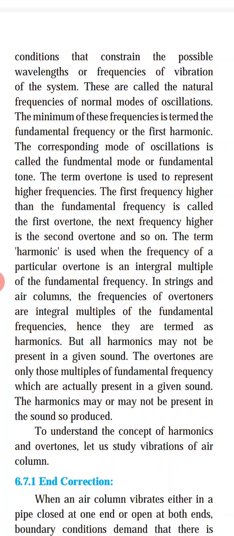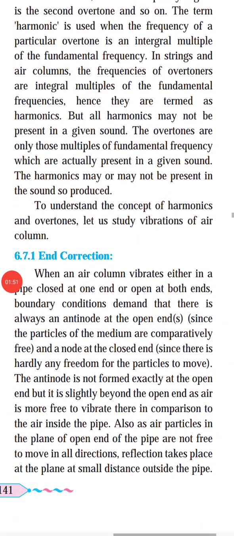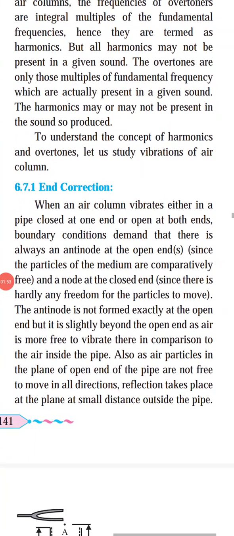So, to understand the concept of harmonics and overtones, let us study vibration of an air column. Before that, we have to study end correction. So, what is end correction, that we will see now. When an air column vibrates either in a pipe closed at one end or open at both ends, boundary conditions demand that there is always an antinode at open ends, since the particles of the medium are comparatively free, and a node at the closed end, since there is hardly any freedom for the particles to move.